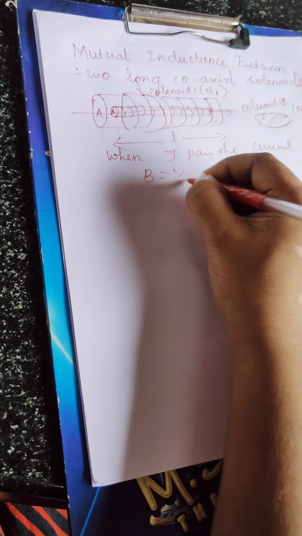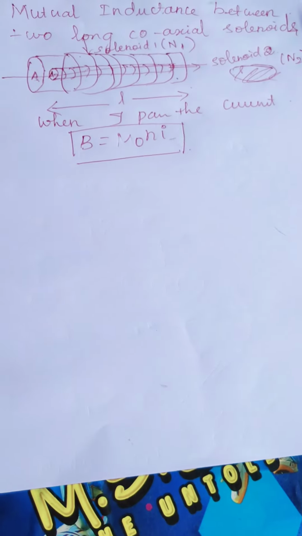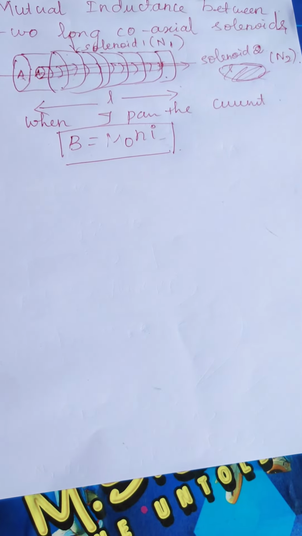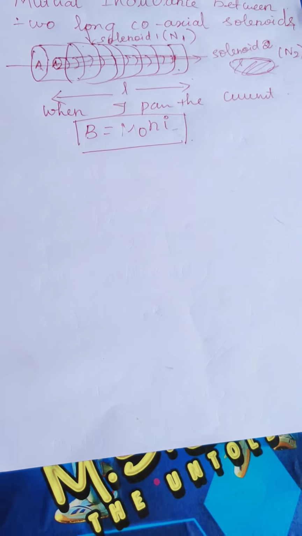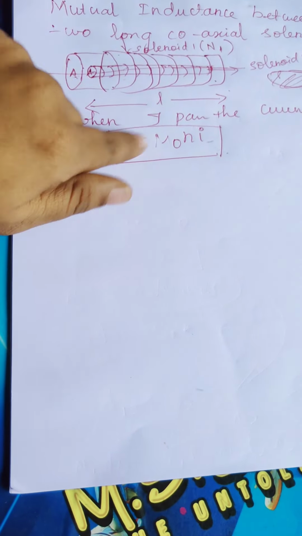That is the common form we have for that: B is equal to mu naught N i. We have derived this equation in the third unit. This is the equation when you pass the current, the magnetic field will be produced in the solenoid. So this is the general form: the magnetic field B is equal to mu naught N i.